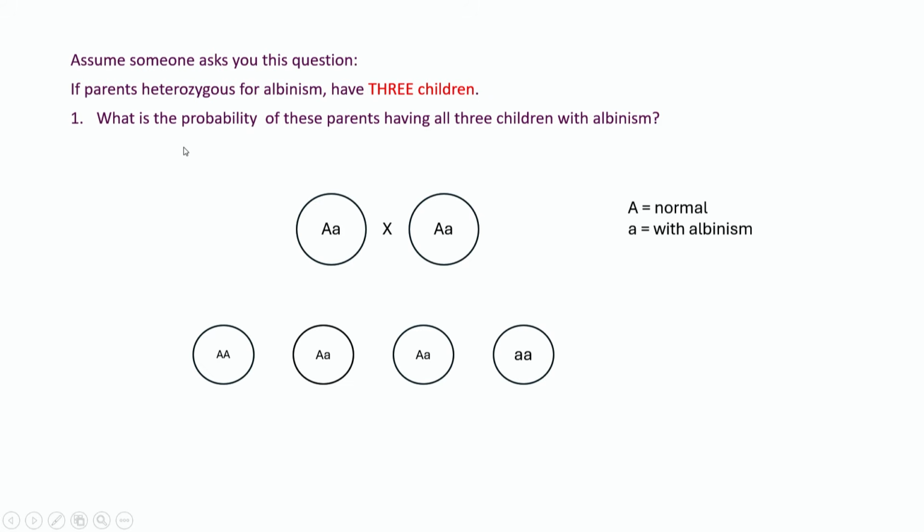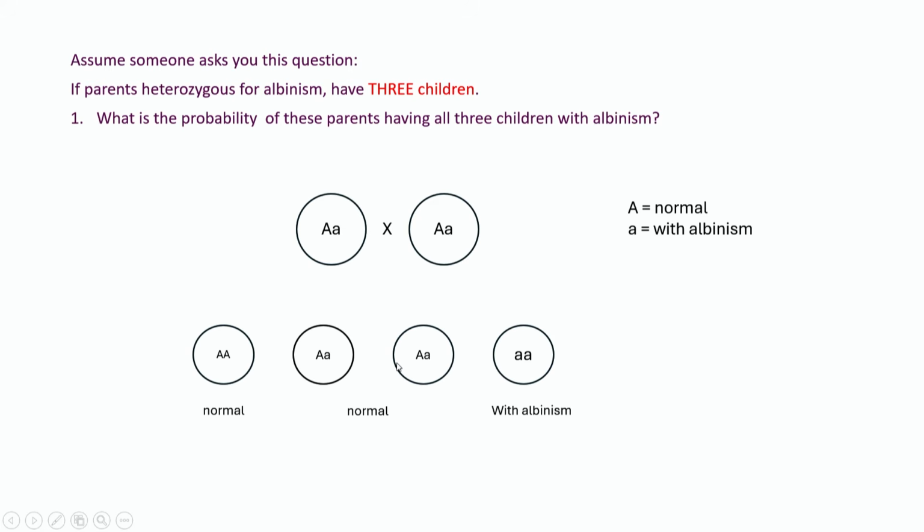So what they want you to address is, what is the probability that these parents have all the 3 children with albinism? So remember, whenever you solve these kind of problem, you need to know all possible outcomes.